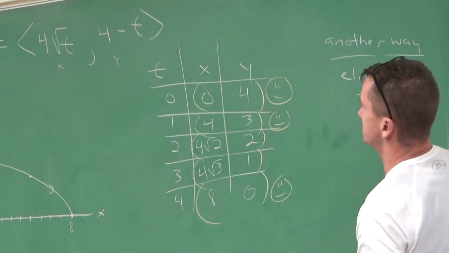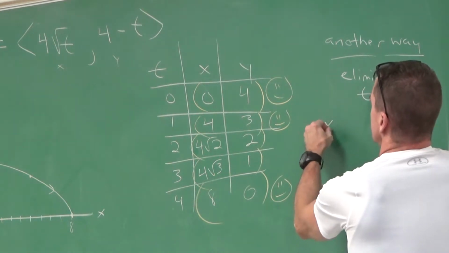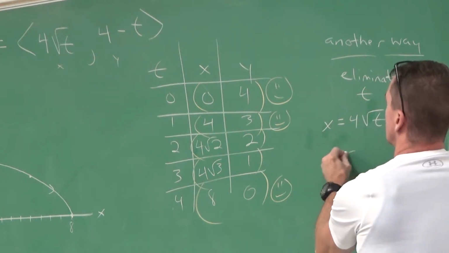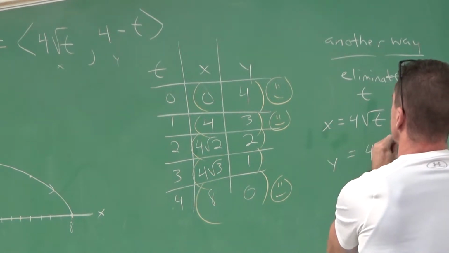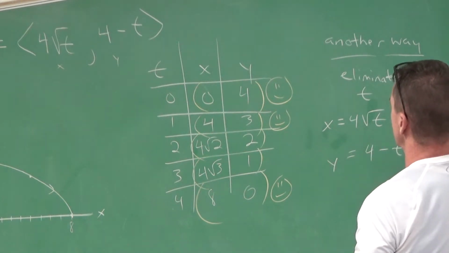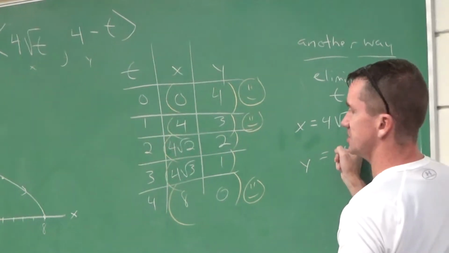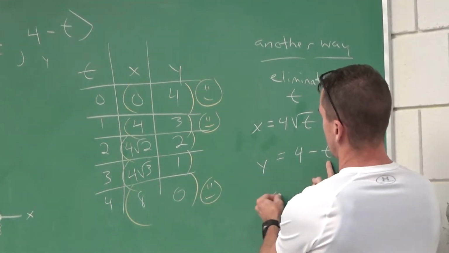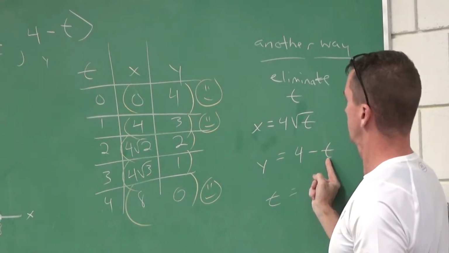And you'd have to do this by substitution. So x equals 4 square root of t, y equals 4 minus t. Is there a way I can substitute this into there and just get x's and y's? Yes. What would t equal to here? x over 16. x squared over 16.